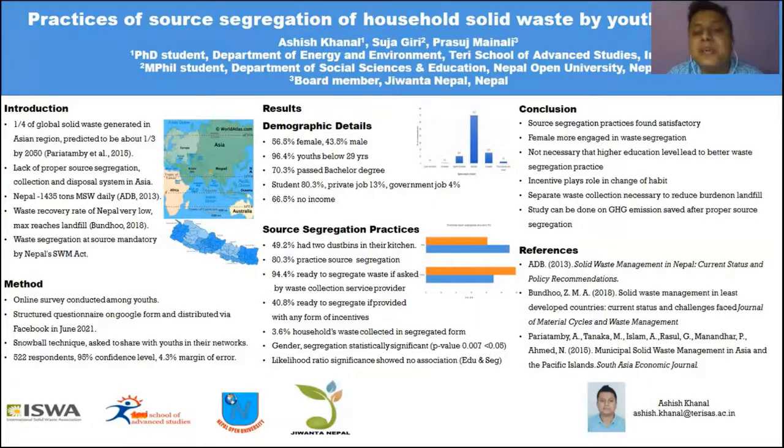Based on our study, we recommend that a study can be done to find out the greenhouse gas emissions which can be saved after proper source segregation is conducted in Nepal. So these are our findings. If you have any questions based on our presentation, please let us know. Thank you for listening.